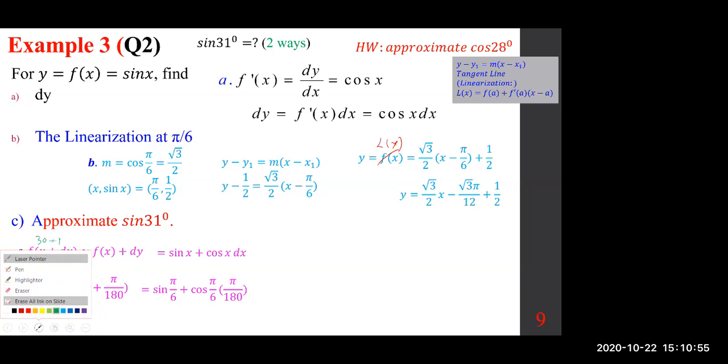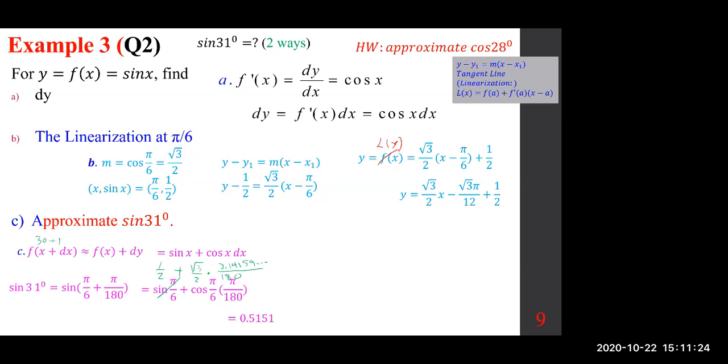In other words, what I'm saying is this. You replace this one with 1/2. You replace this one with square root of 3 over 2. And then pi times pi over 180, the denominator is 180, and the numerator is pi, 3.1415 and you keep on writing. Now, of course, you use a calculator, and as you can see, the answer is very close to 0.5, it's 0.5151. I hope everybody's clear as to what's going on here.